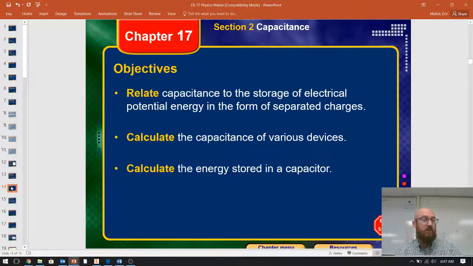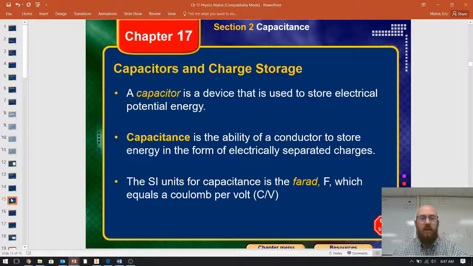If you would, read through the book. They give you a little bit more definition of those things. Also, it gives you a little bit more definition of capacitance. And it's always good fun to actually read the book. I know, I'm joking. All right.